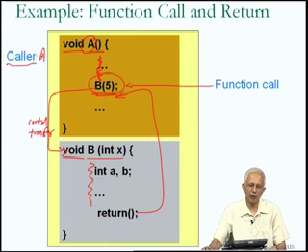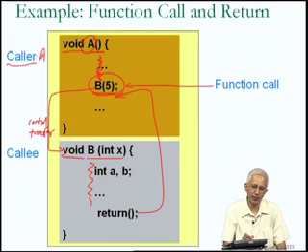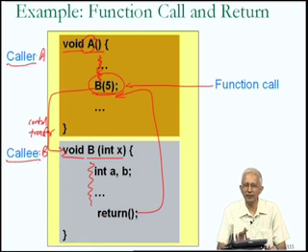And the function which is being called, I will refer to as the callee. So in this particular example, the callee is B. These are fairly standard terms, caller and callee. So the function call is present inside the body of the caller, and as a result of the function call, control is transferred from the caller to the callee.